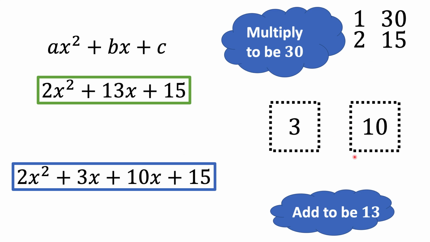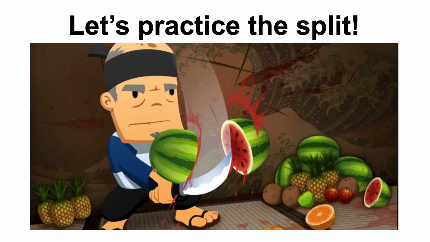So there you go. That's the process for figuring out how to split this middle term into a 3x and a 10x, instead of, say, 11 and 12, or an 8 and a 5. So that's basically what we're going to practice now. We're going to practice splitting that middle term.